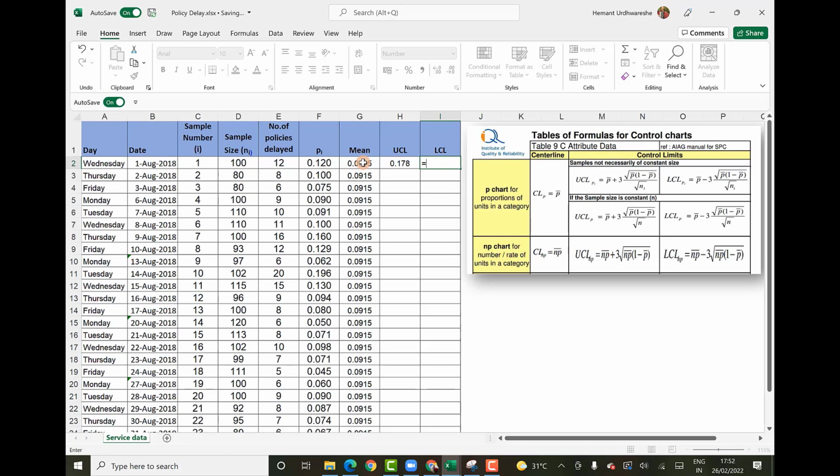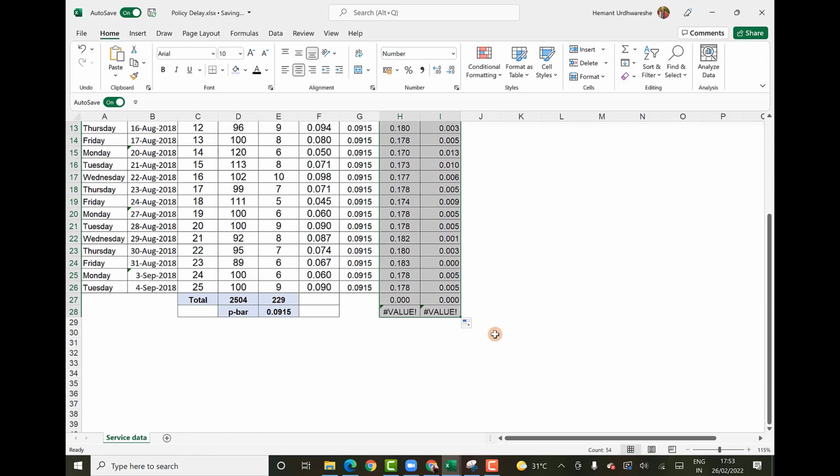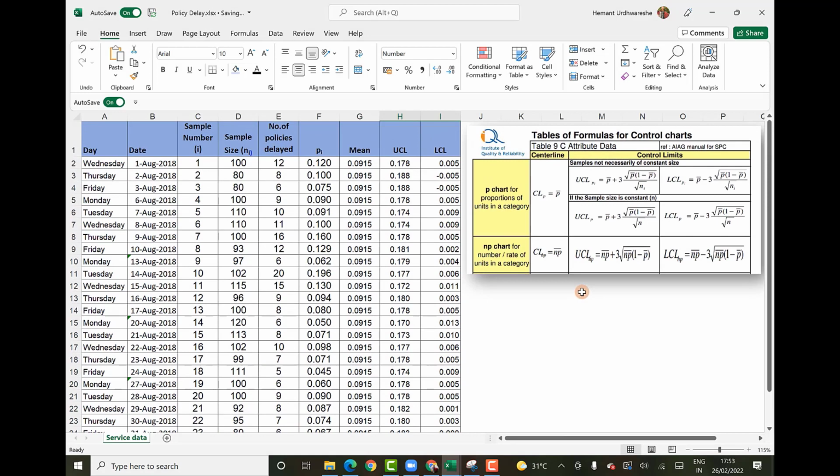And the lower control limit will be P bar minus the same number, so that is mean minus 3 star SQRT into bracket P bar star 1 minus G2 I can enter, and divided by Ni, that is 100 on that day. So the lower control limit is 0.005, so I can just copy this formula in all the rows. The last 2 rows it has copied, we don't want this. So here now we are ready to plot this chart.